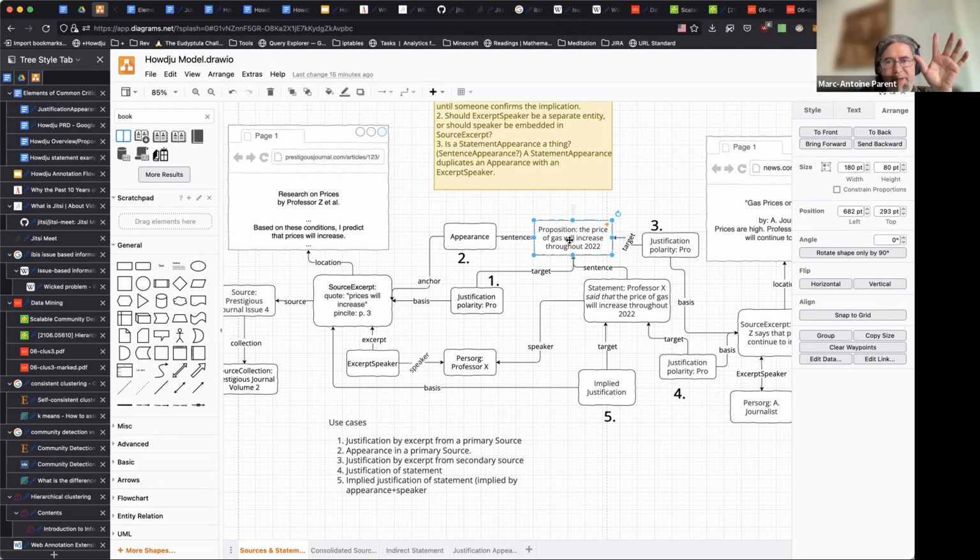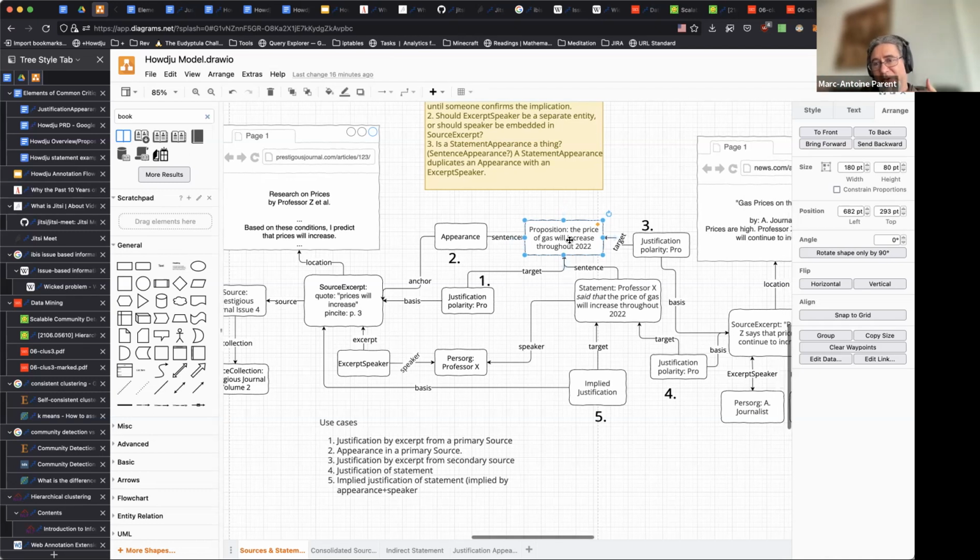Let's take, okay, forget that the prices of gas will not increase. Suppose I have a text saying, "According to Professor Z, the price of gas will increase throughout 2022." This is ridiculous because blah, blah, blah. So obviously the appearance of that sentence is the same text. It's not the negated text. It's the thing appearing quoted in that different document, but it is not believed by the author of the document.